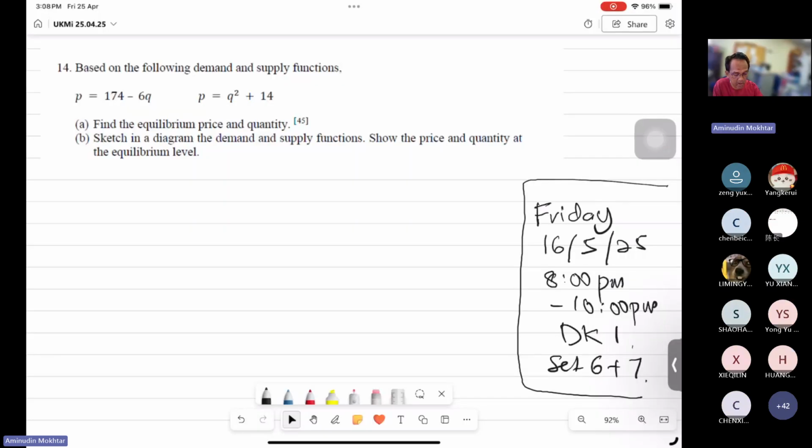So far we have 53 students. Okay, it's good enough. Okay, before I continue to the next topic, it's about the exponent and log.